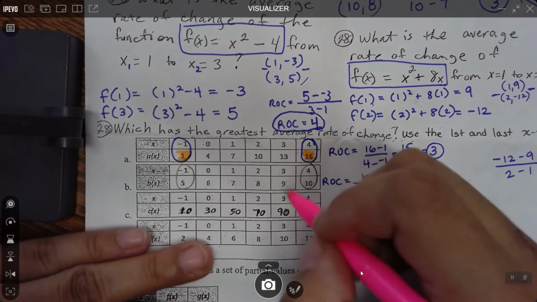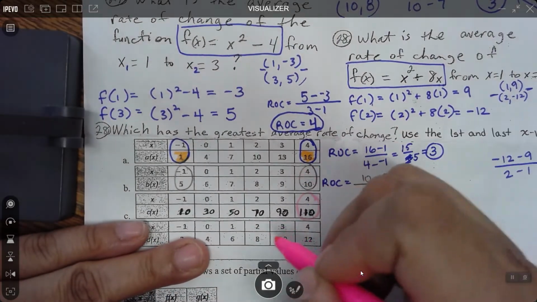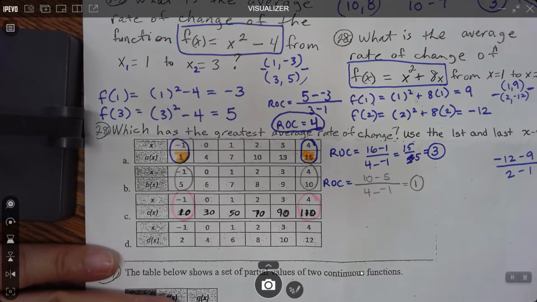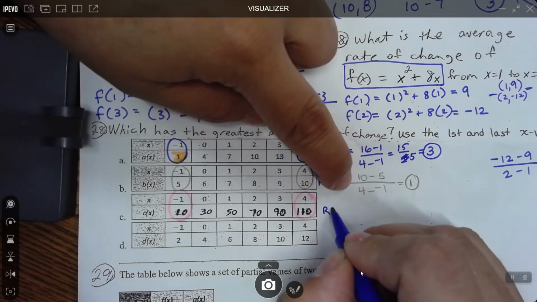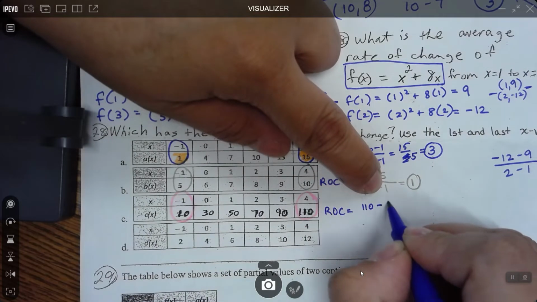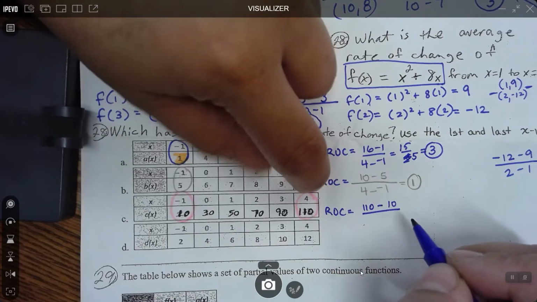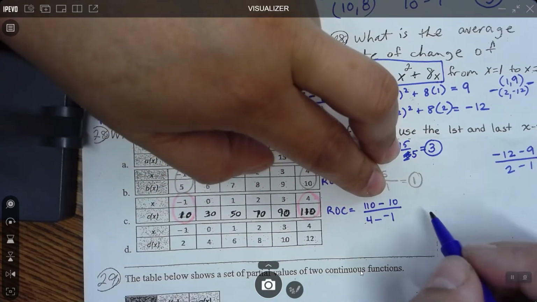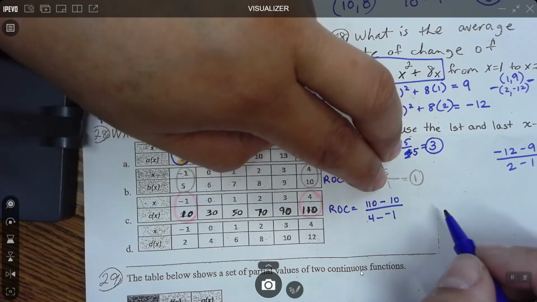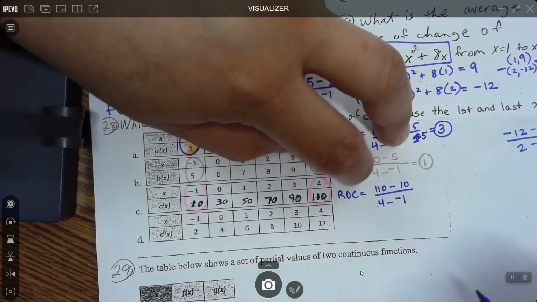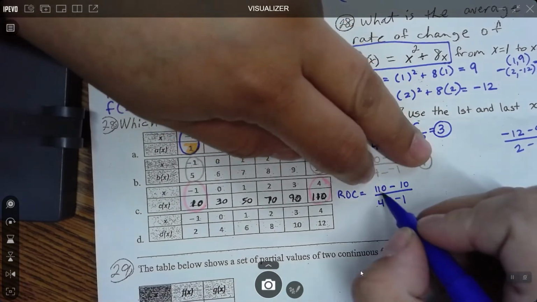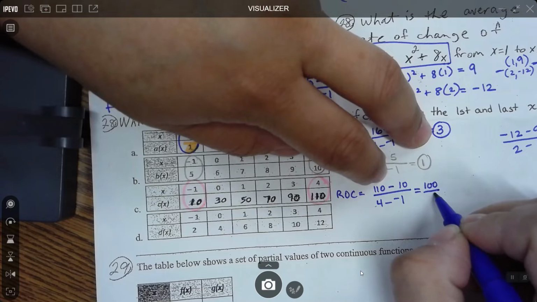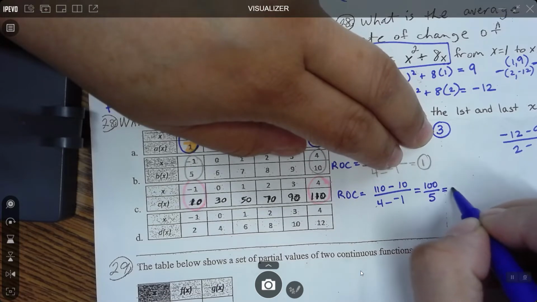Okay, for the next one it is 4 and 1, 10, negative 1 and 10. So this rate of change is going to be 110 minus 10 over 4 minus negative 1. So 110 minus 10 is going to give us 100. 4 plus 1 is going to give us 5. 100 divided by 5 is 20.